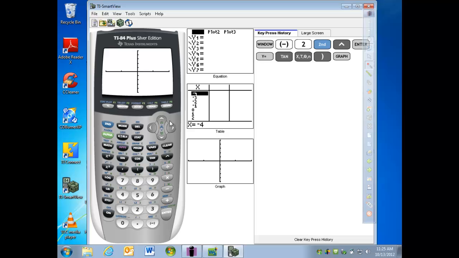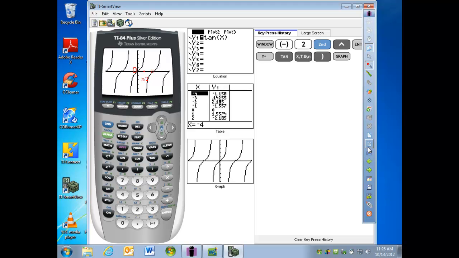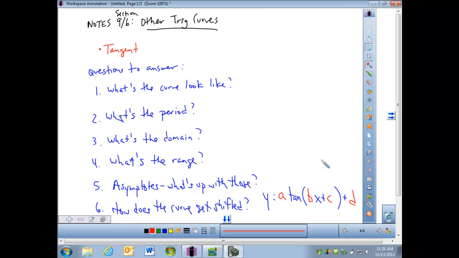Now, I'd like you to notice that the graph is going through 0, but it also goes through pi, and there appears to be an asymptote at pi over 2. Pause this as long as you need to check this graph out a little bit. Alright, let's go ahead and answer some of these questions right now. Obviously we know what the curve looks like now.